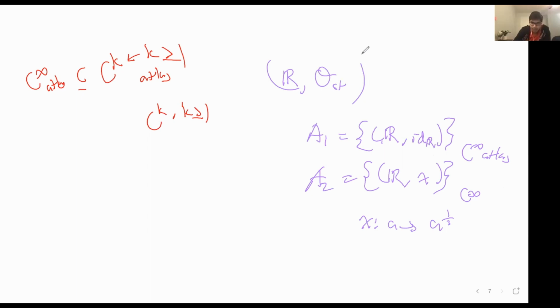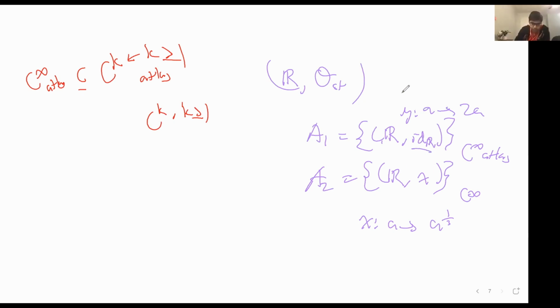Yeah, this would not be maximal, right? Because, for example, if we had some map that took every number to, say, its double, then this would also be C infinity compatible with this one, but it's not in it.